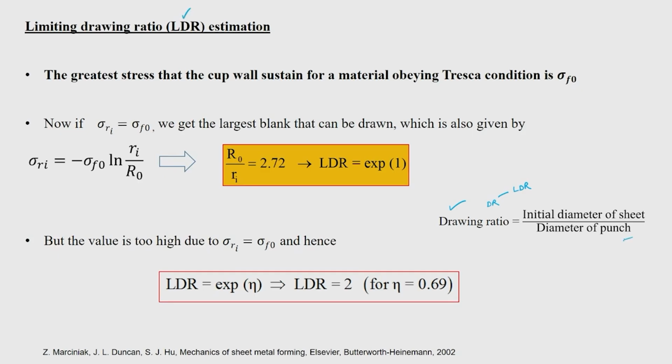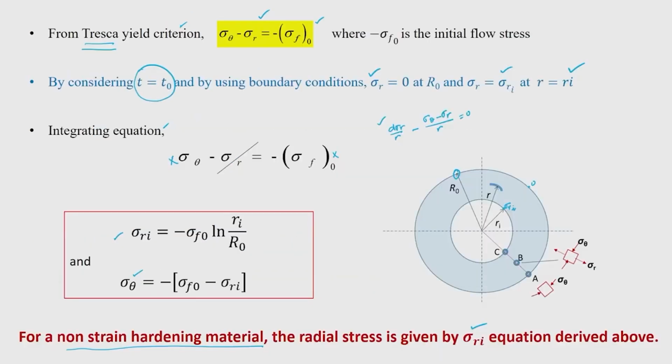Considering the diameter of the punch as a constant, then what initial diameter of the sheet you can keep to have a successful cup will be decided by this LDR. So in a way you see that it is r0 by ri. r0 is nothing but the radius of the sheet, divided by ri, which is the inner radius, nothing but the punch radius, and this is going to define your LDR.